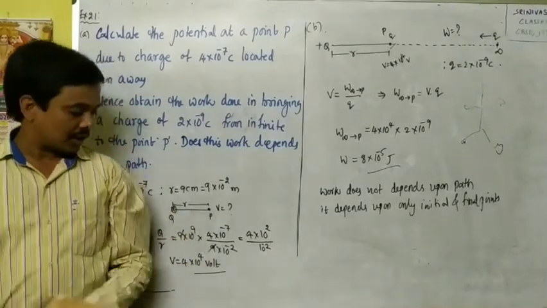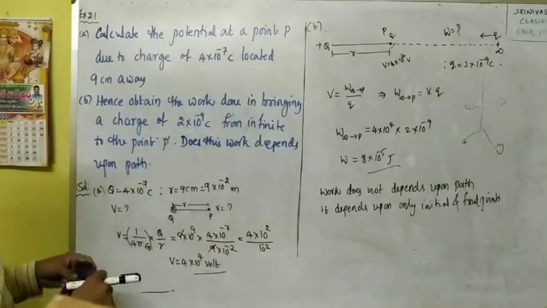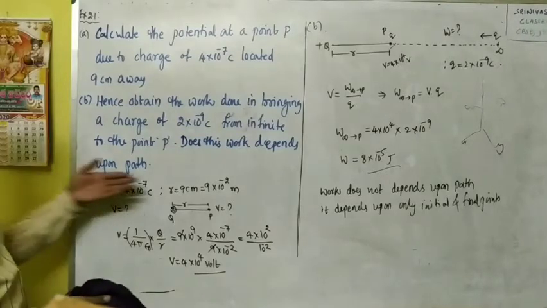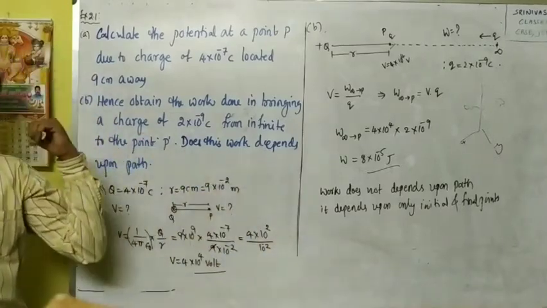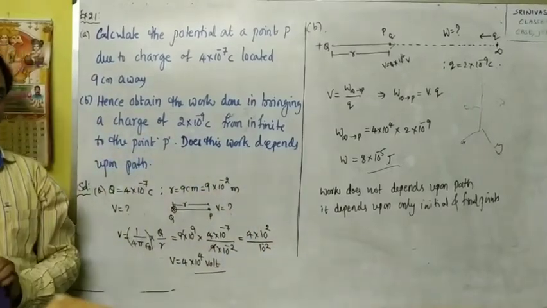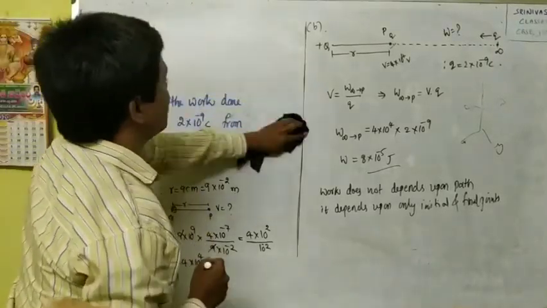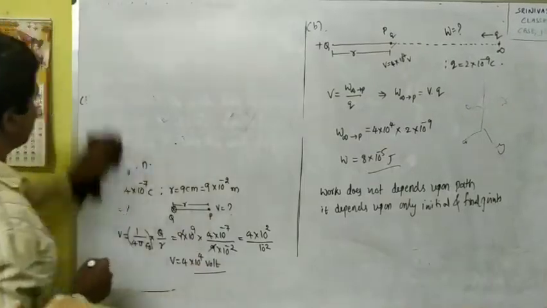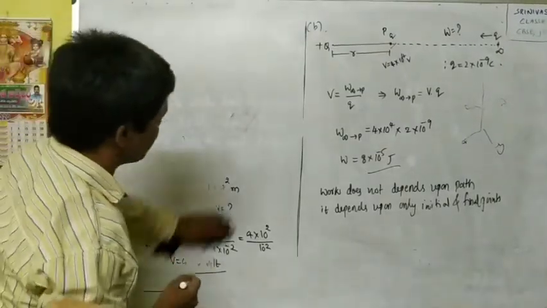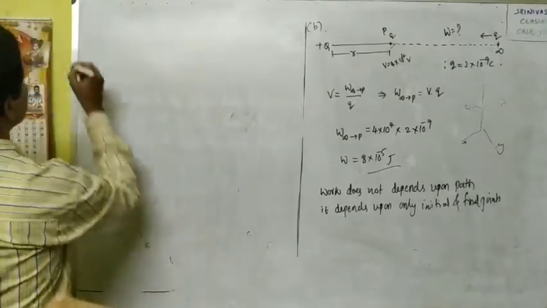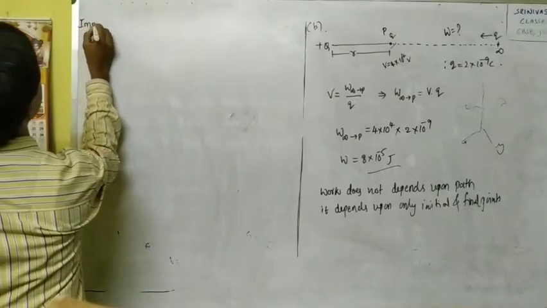And the next continuation, let us see how the potential will be, whether it will decrease or increase, and what is the direction. If you go in the direction of the electric field or against the direction of the electric field, then what happens to the potential? Right? Let's see. This is a very important point I am going to explain.